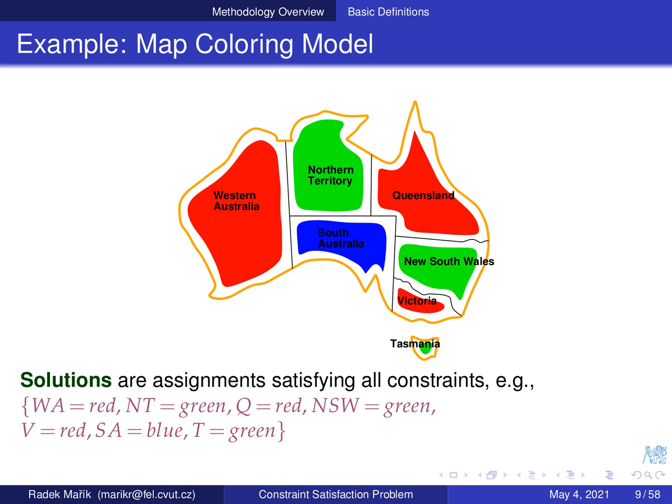Here is one of the solutions. That means a model, and here is a schematic description of the model, in which we say that the WA variable is assigned to red, and so on.